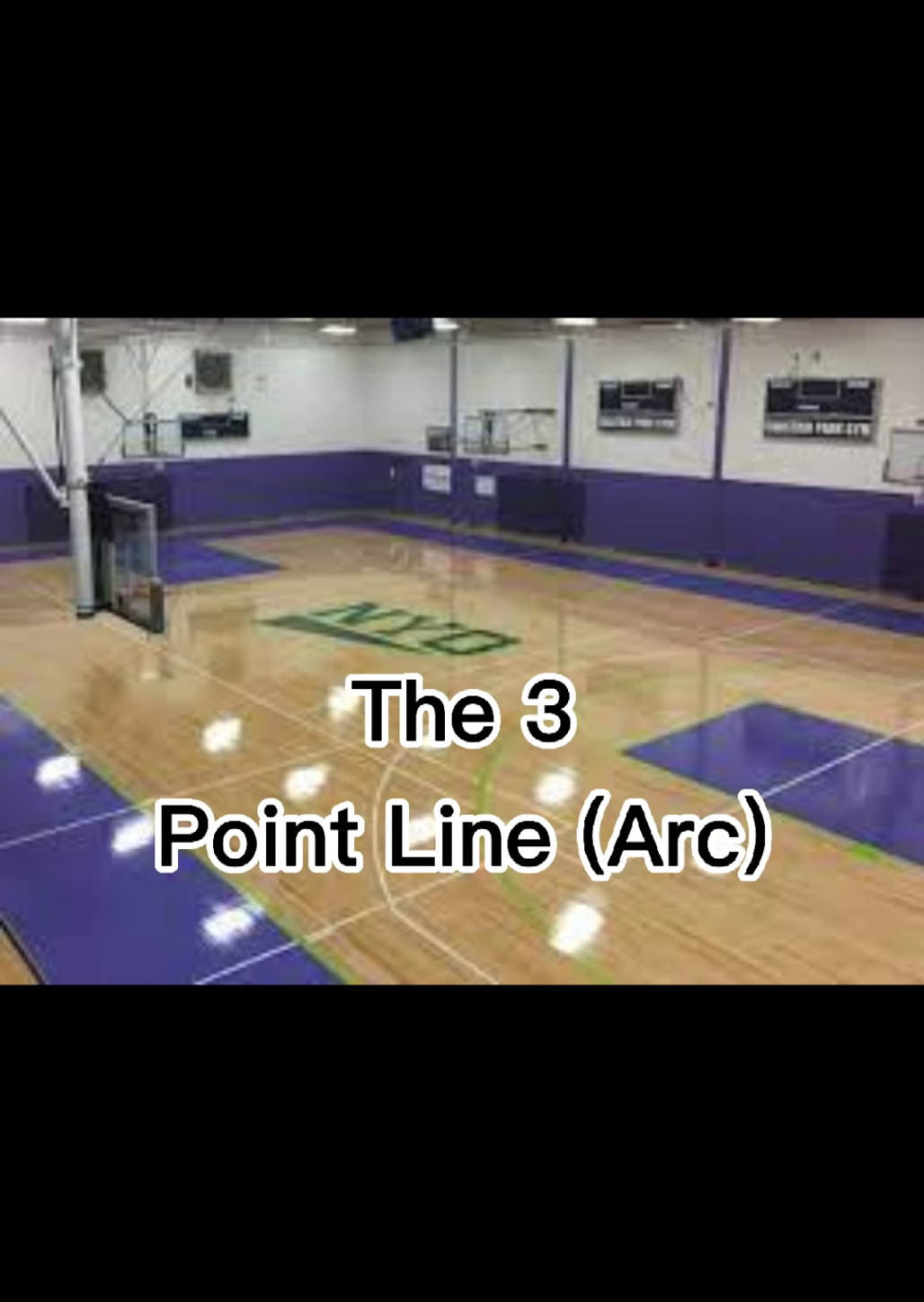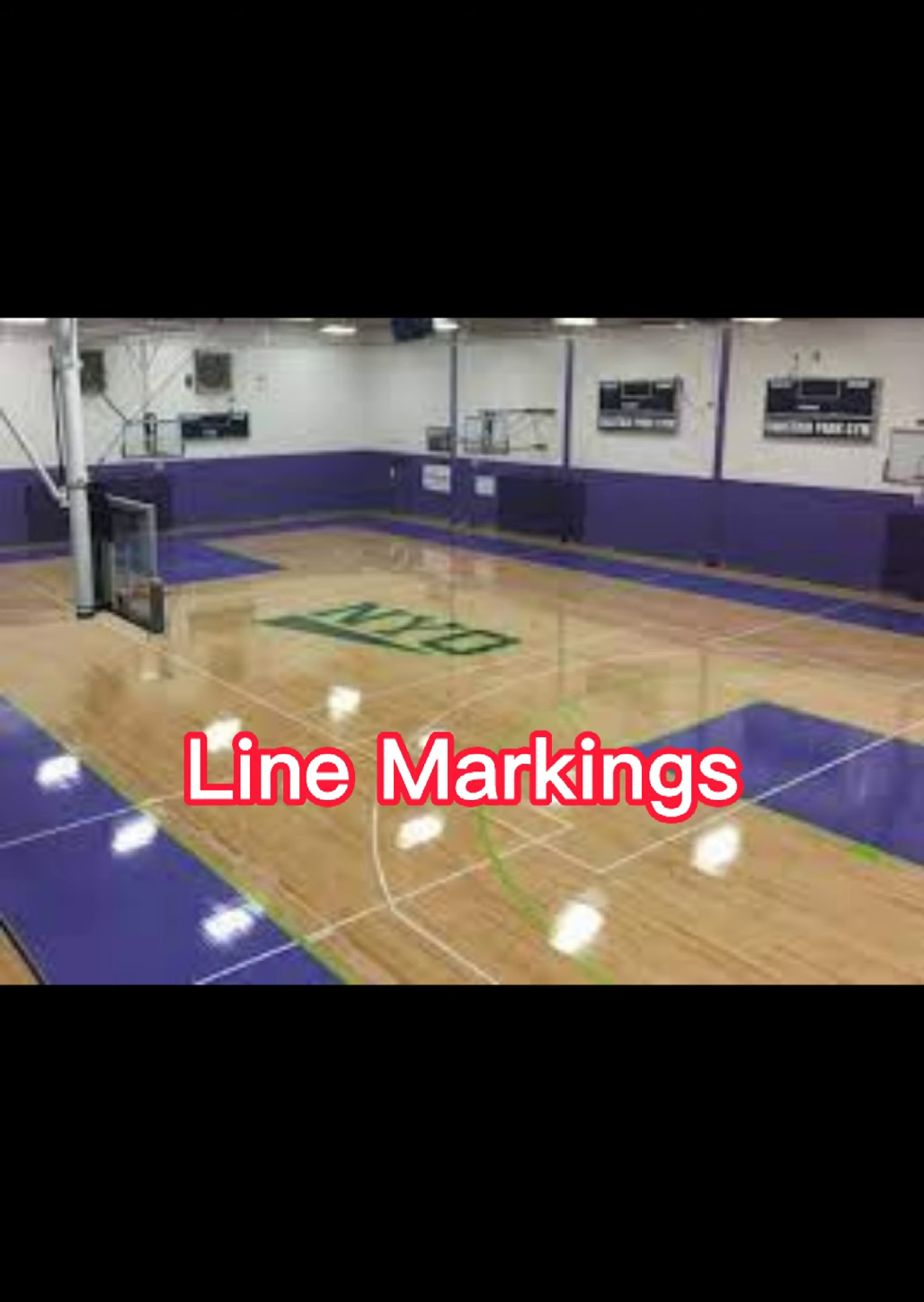The three-point line arc. For NBA basketball courts, the three-point arc is 22 feet to the center of the rim on the sides, with a straight line extending 16 feet 9 inches from the baseline. Past those points, the line extends out 23 feet 9 inches from the center of the rim. Line markings. All line markings on the floor are 2 inches wide and can vary in color.